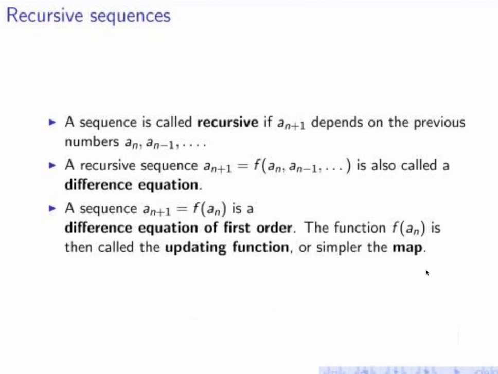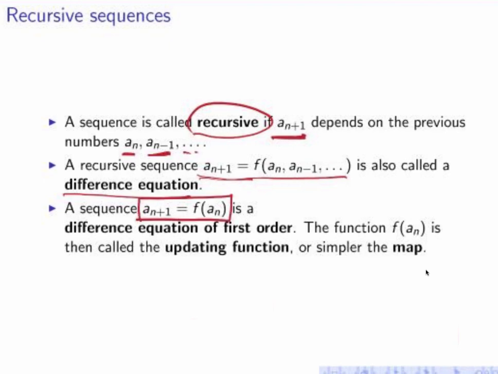Another way to define sequences is by recursion, or called recursive. So in a recursive sequence, the next element, an plus 1, depends on the previous numbers, an minus 1, maybe even more. A recursive sequence is also called a difference equation. And you can write this that an plus 1 is a function of all the previous elements. In the simplest case, an plus 1 is just a function of an, and this is called a difference equation of first order. And they are most important. In this case, f is called the updating function or the map.